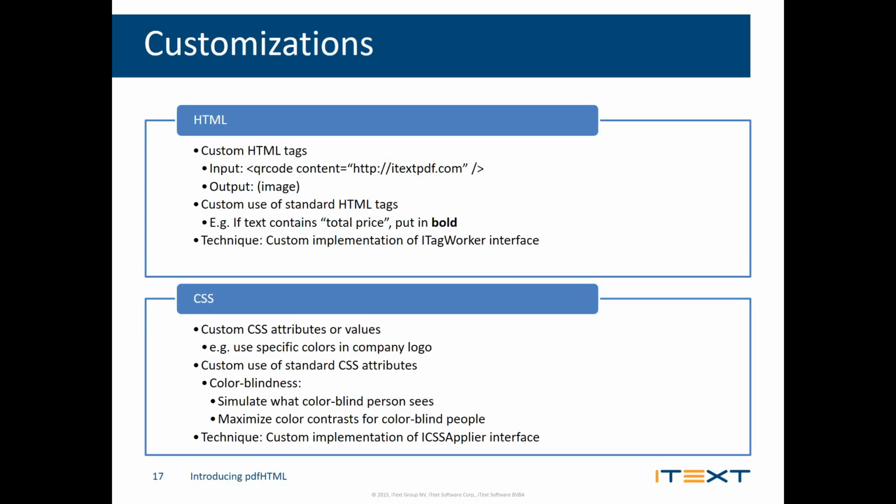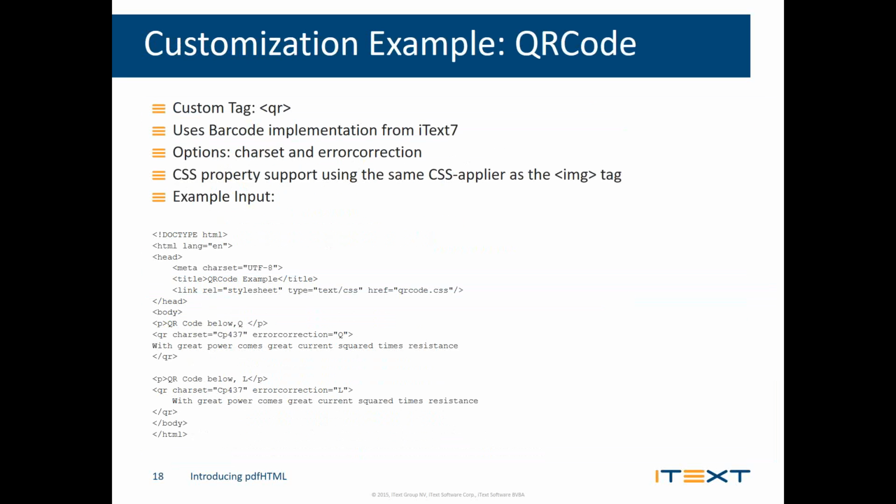In addition to defining new tags, maybe you want certain CSS to be handled differently from the default implementation. We've provided mechanisms to easily do this. I think the example on the slide is if say you want to simulate a certain kind of color blindness. So you actually have to transform the color values that are stored in the CSS before they are applied. And you can do this using our custom CSS appliers through the ICssApplier interface. So for a concrete example, we'll return to the QR codes.